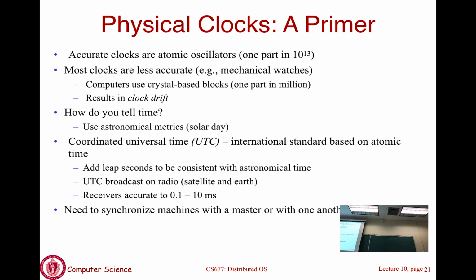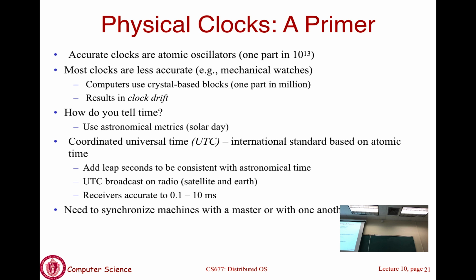So there are much more accurate clocks. The most accurate clocks are atomic clocks, which essentially measure oscillations of atoms to figure out how to tell time. Those clocks are very accurate. They'll basically drift by 1 part in 10 to the power 13 per second. That is basically 1 second every, I believe, millions of years. Those are the most accurate clocks that we have.